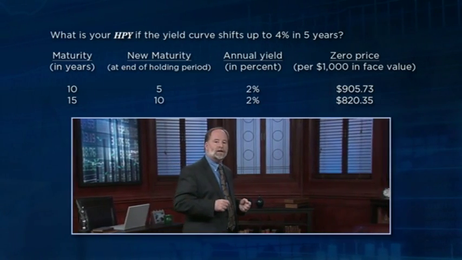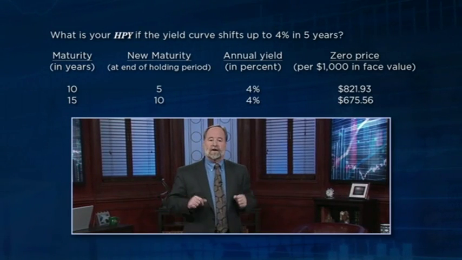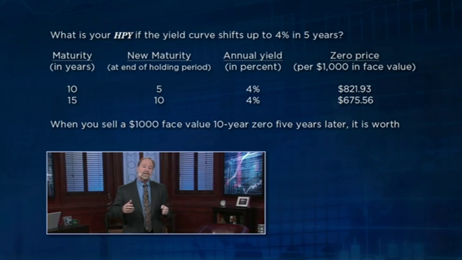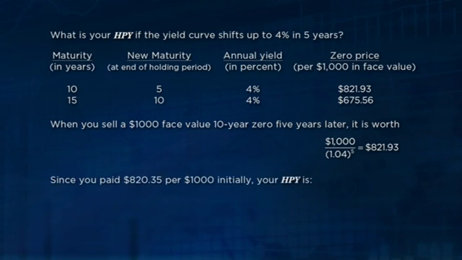What is your holding period yield if the yield curve shifts up to 4% in the next 5 years? When you sell $1,000 in face value for the 10-year zero 5 years later, it's going to be worth what? $1,000 discounted back at 4% for 5 years. That's $821.93.